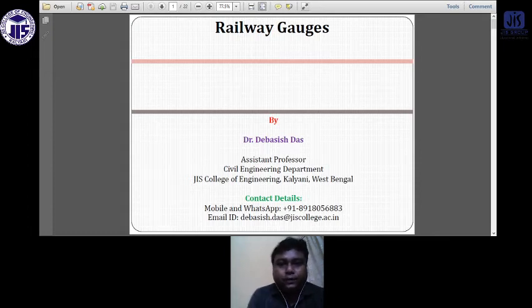Hello students, today we will discuss railway gauges. As we discussed in the last classes, what is the gauge? Gauge is basically the distance between the inner sides of the rails. So the distance between the inner rails is known as the gauge. Now, how many types of gauges are there? The classifications, advantages and disadvantages of the various gauges will be discussed in today's class.